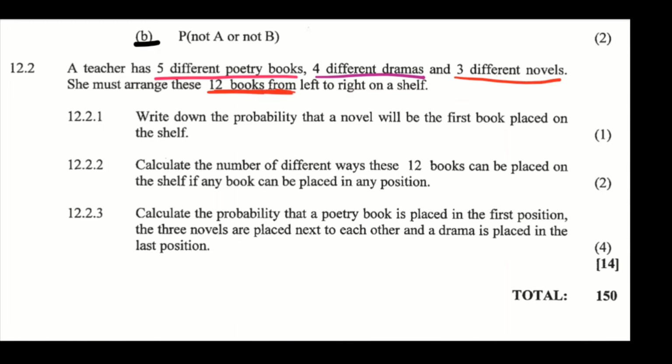So now, in 12.2.1, they say write down the probability that a novel will be the first book placed on the shelf. So the probability of the novel is going to be equal to, how many novels do we have? We have 3 novels, right? So it's going to be 3 novels over the total number of books, which is 12. So it's going to be equal to 1/4. So that is your answer.